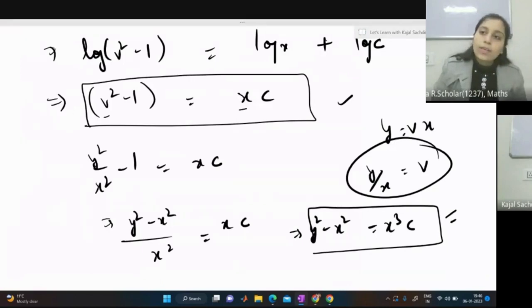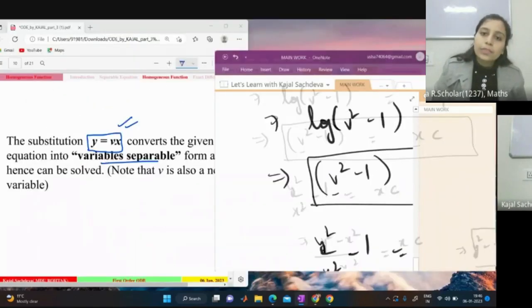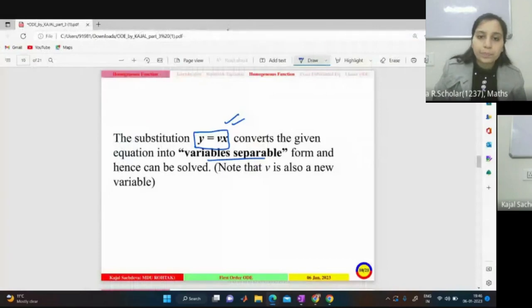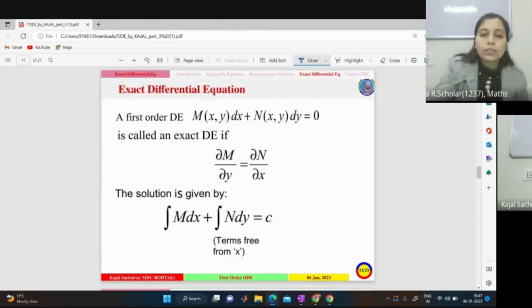So when we have an equation of separable kind, we can solve in this manner. So here we have the equation of separable type. So we just substitute y is equal to vx and then get the required solution.